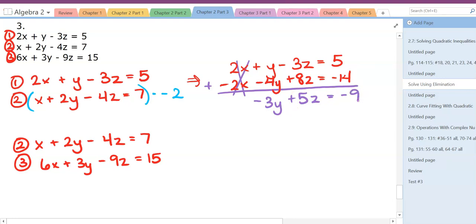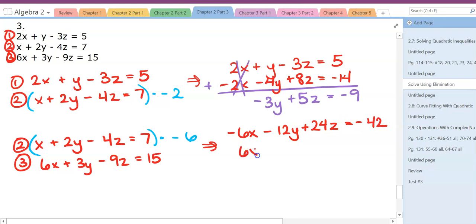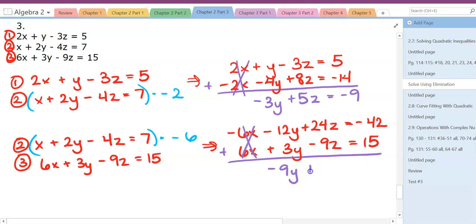For the second grouping, I'm going to take the first equation, so equation number 2, times a -6. Again, trying to get rid of my x's. So the top equation is going to change now. It's going to say -6x minus 12y plus 24z equals -42. I leave the bottom one alone. Add them. The x's cancel, and I've got -9y plus 15z equals -27.